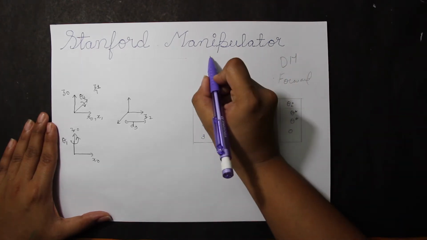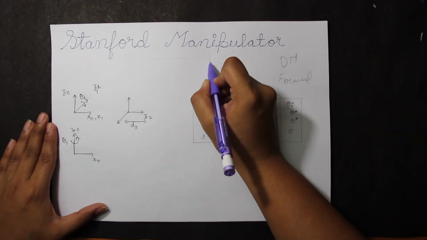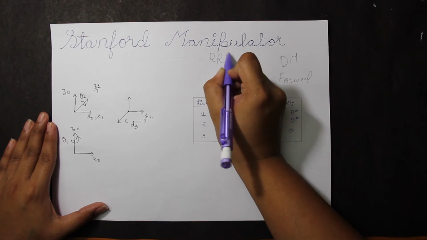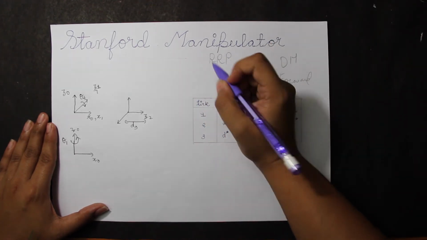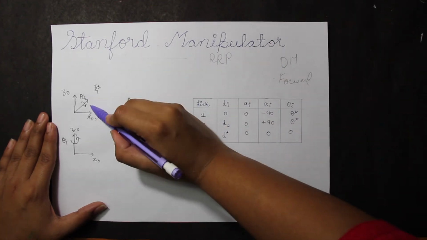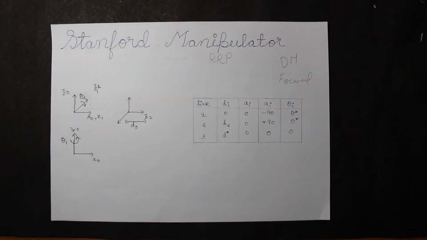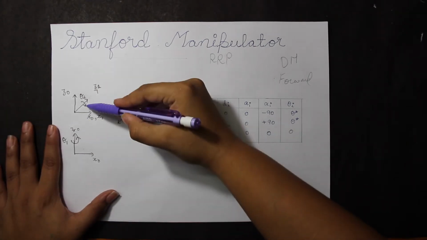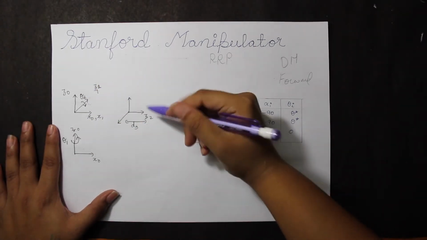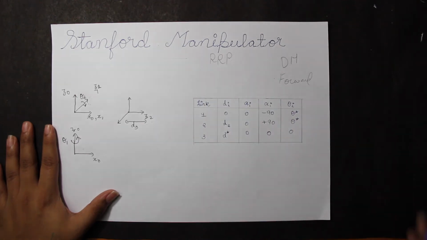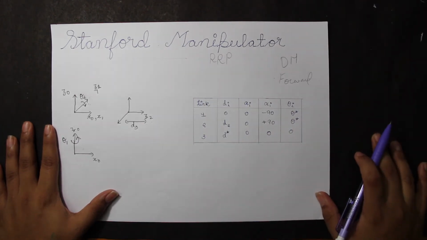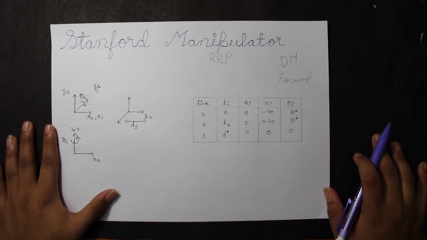A Stanford Manipulator is a manipulator whose configuration is RRP. That is, its first joint is a revolute joint, the second one is also a revolute joint, and the third one is a prismatic joint. That is what I have indicated here: theta 1 for the first joint, theta 2 for the second joint, and D3 for the third joint, which is its prismatic joint.